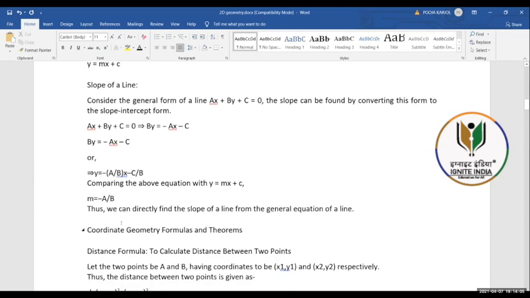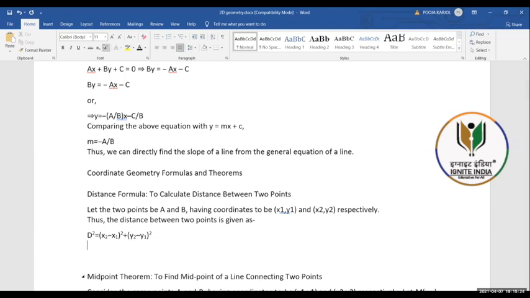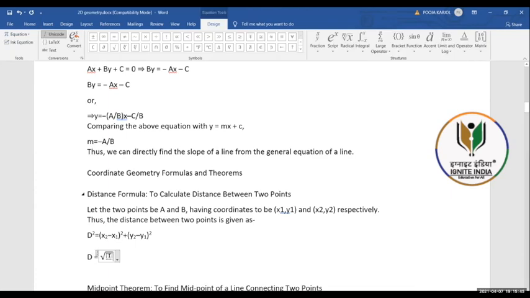Next, we'll see the distance formula. What does distance formula mean? It basically means you have to find the distance between 2 points on a straight line. What is the formula for that? Suppose 2 points are given, x1, y1 and x2, y2 on a particular line. Then the distance between those 2 points is d is equal to under root of x2 minus x1 the whole square plus y2 minus y1 the whole square.